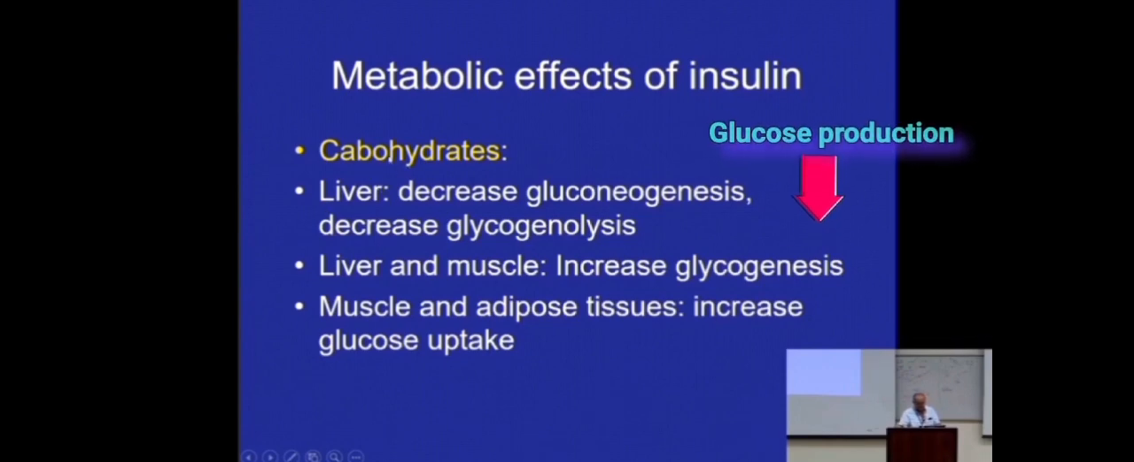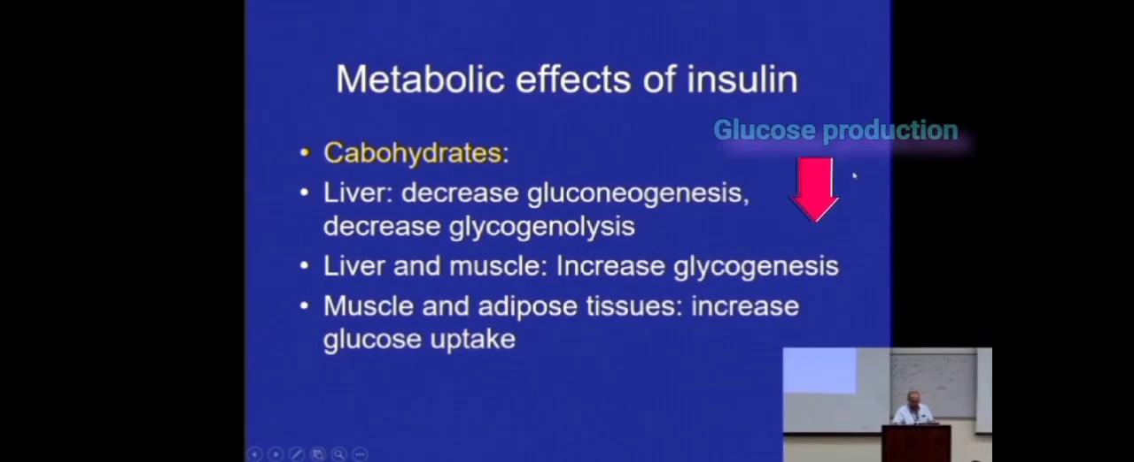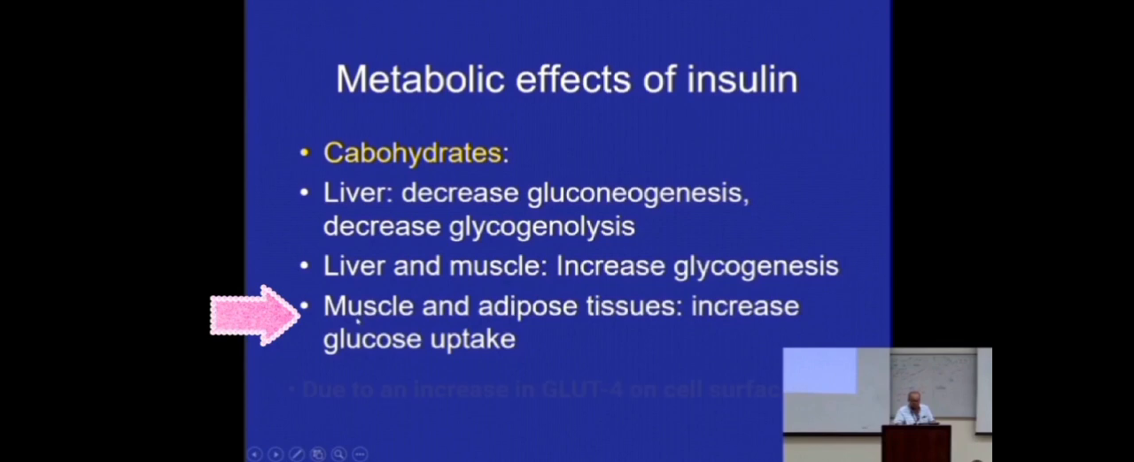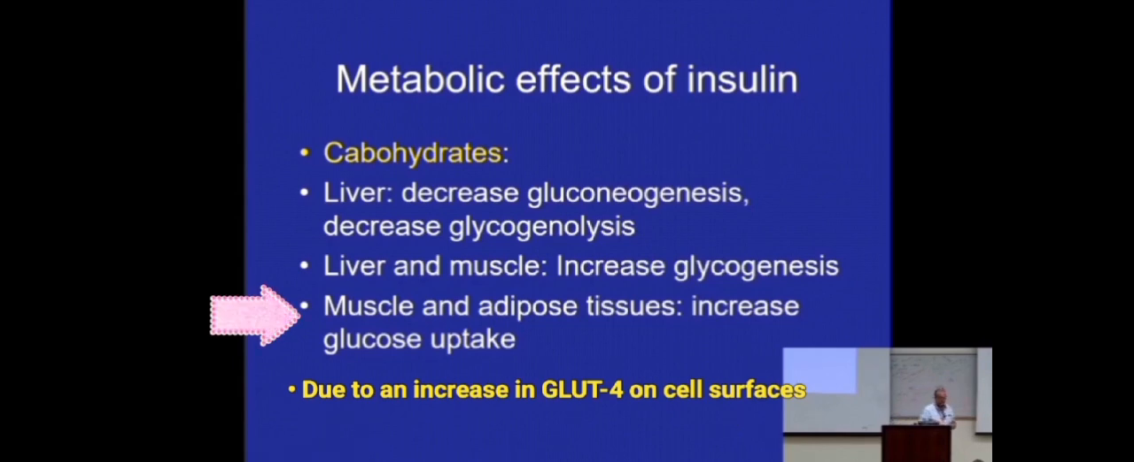And that's specifically important in the liver, because the liver is the only tissue that has gluconeogenesis. In both liver and muscle, you have a decrease in glycogenolysis, degradation of glycogen. The tissue-specific effect of insulin is this last one. This should be really highlighted, very important. Insulin stimulates glucose uptake in these specific tissues, muscle and adipose tissue, by increasing the number of GLUT4 transporters on the cell surface, in the cell membrane. So more transporters, more glucose taken up into the cell.